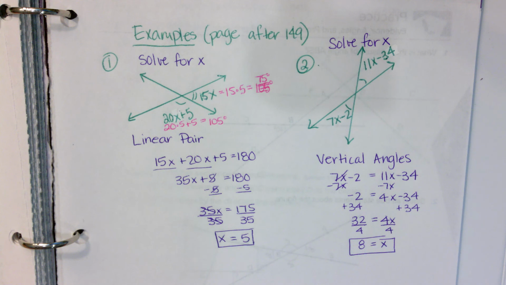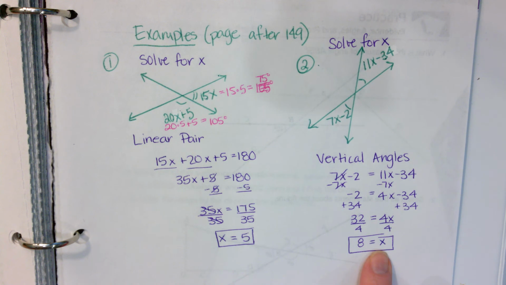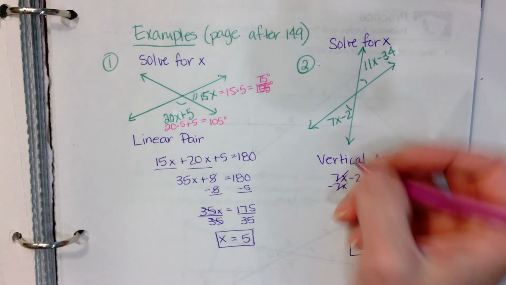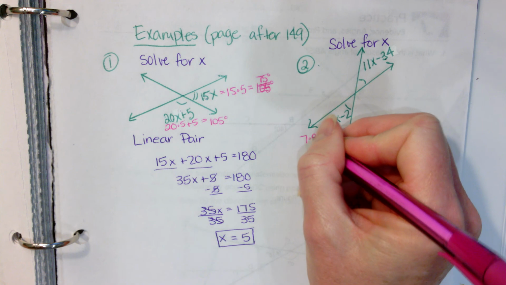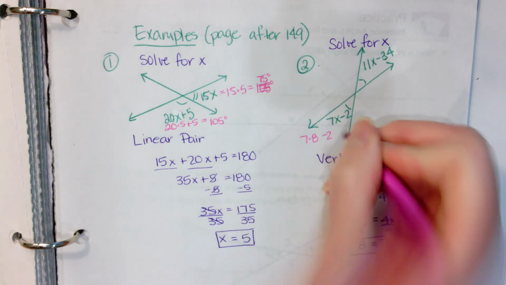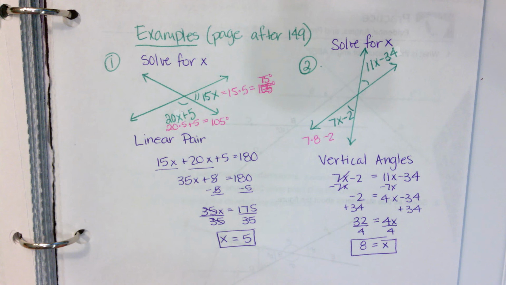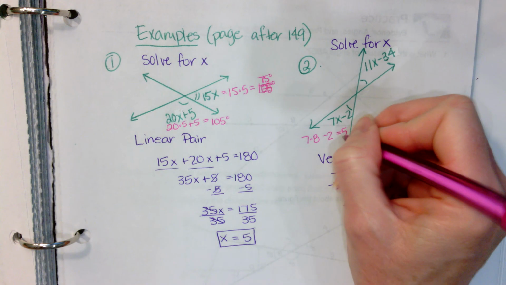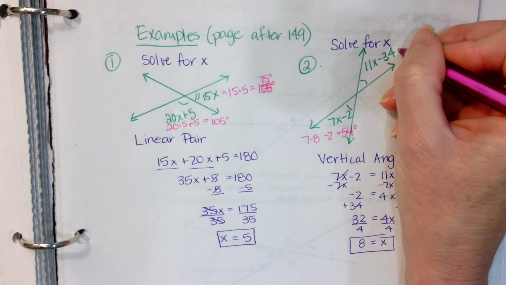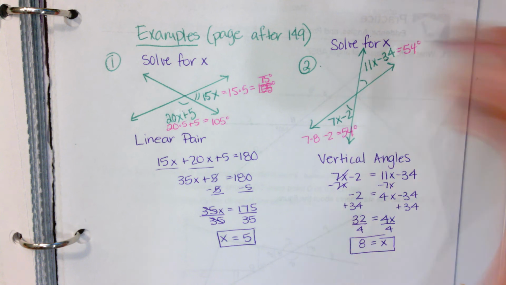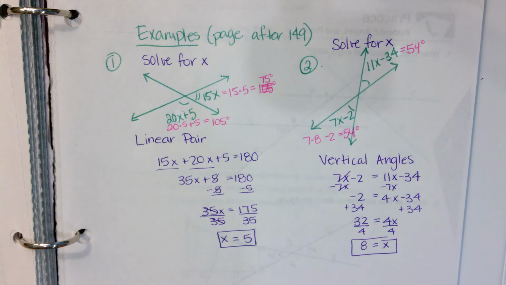If instead the problem said to find the measure of the angle, I need to substitute the 8 back in. So 7 times 8 minus 2 would be 56 minus 2, or 54 degrees. And I know the other angle would also be 54 degrees because they should be equal to each other because they are vertical angles.